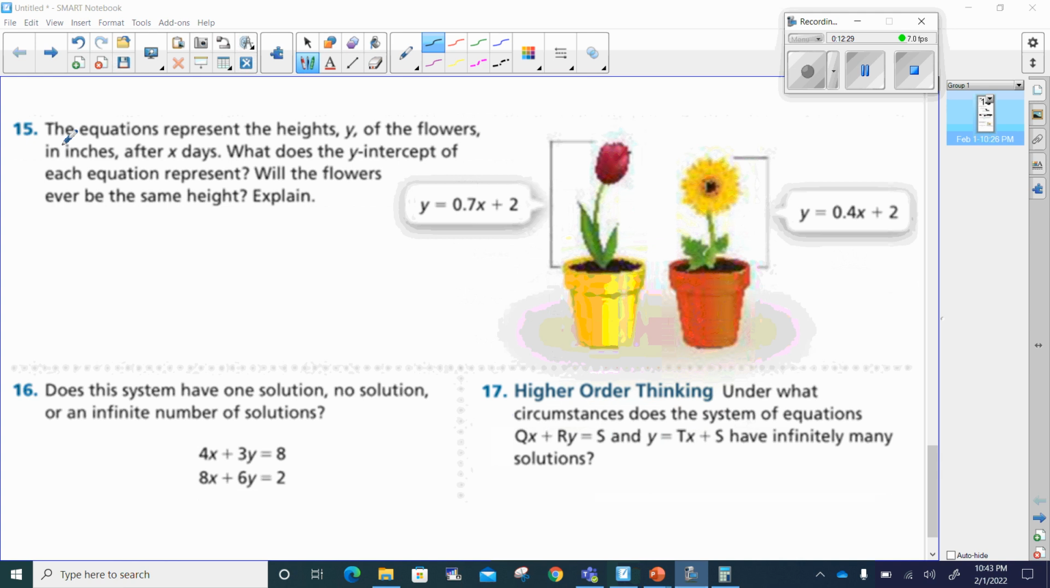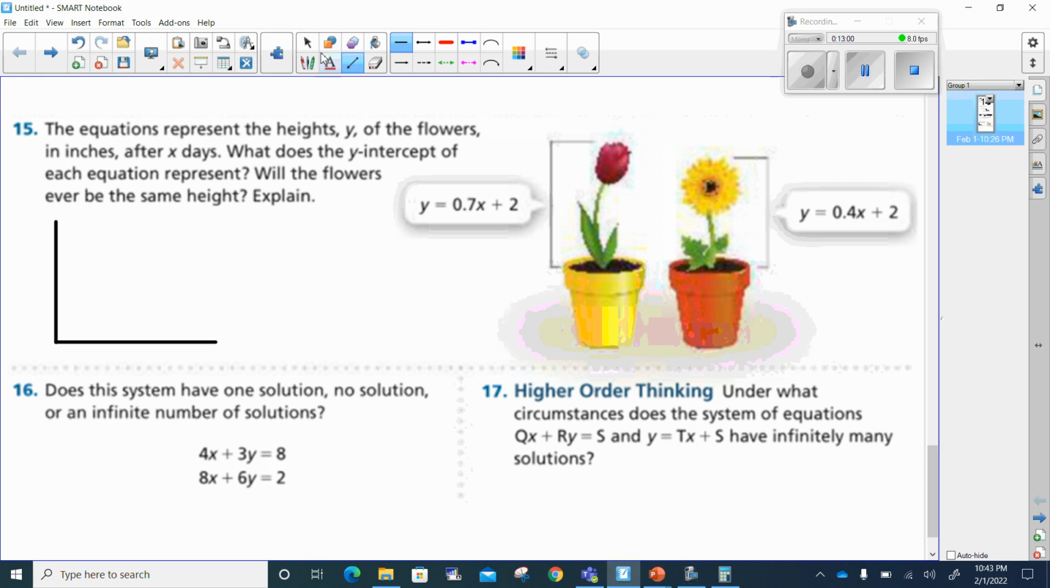All right, this says the equation represents the height, which is y, of flowers in inches after x days. So y is the height and x is the days. So the number of days multiplied by this plus 2 will give me the height of flowers. The number of days times 0.4 plus 2 will give me the height of this flower. What does the y-intercept of each equation represent? Remember, the y-intercept is representing the starting point.